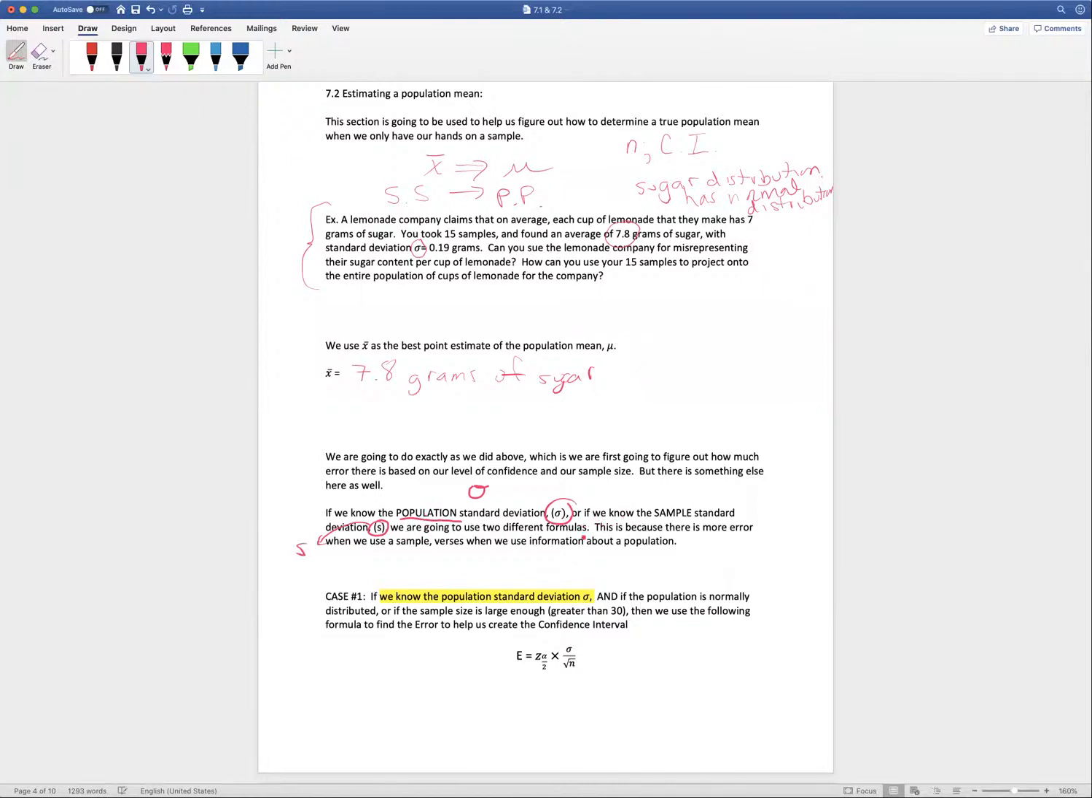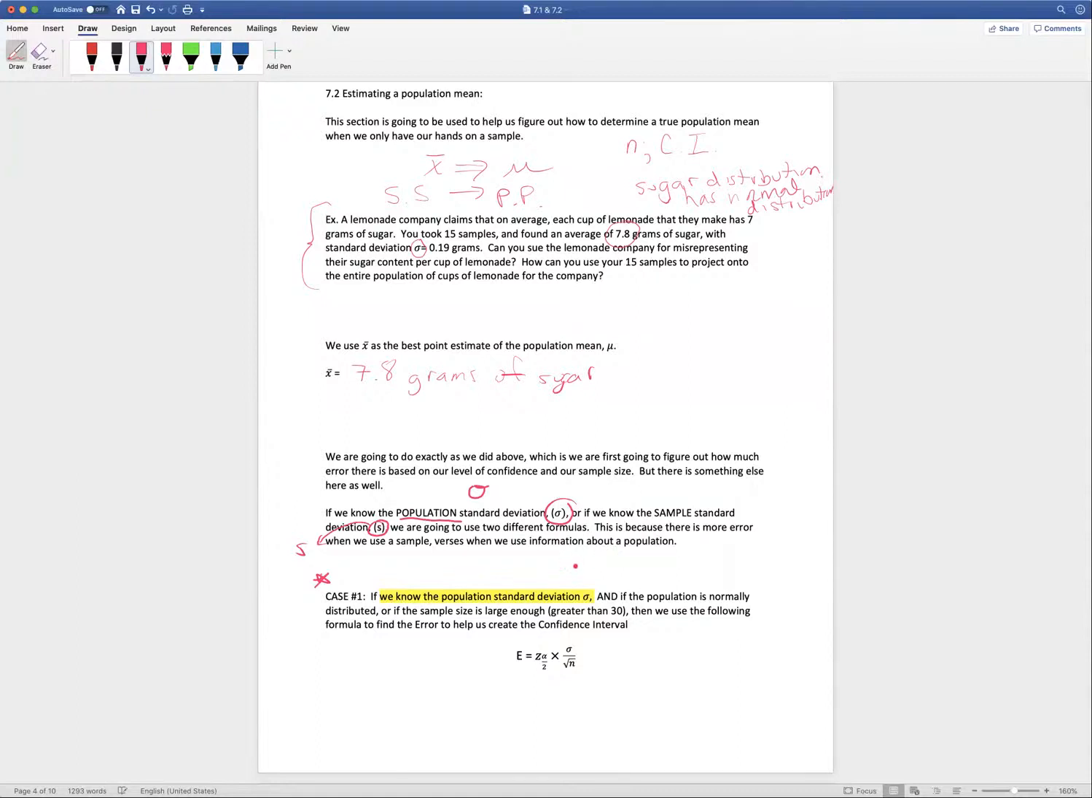We know that if we only have information about the sample standard deviation, there's going to be a lot more error. And again, that's just because you don't have information about the entire picture. So if we use the sample standard deviation, then we have more error. If we use the population standard deviation, which is sigma, then we have less error. So we're going to focus on the first case.